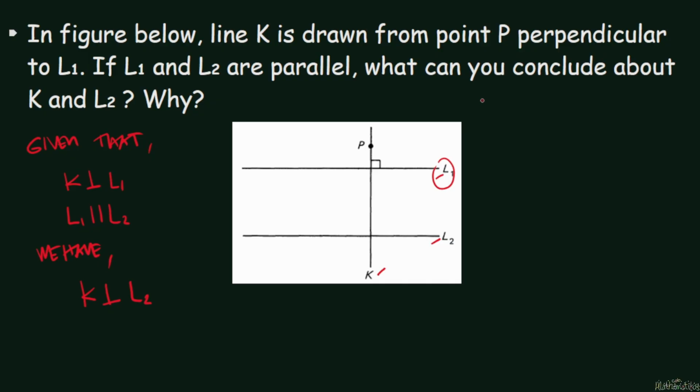1 and line 2, these are two parallel lines. So if the line K is perpendicular to line 1, then it must also be perpendicular to line 2, since line 1 and line 2 are parallel. So this is from the properties of perpendicular lines.